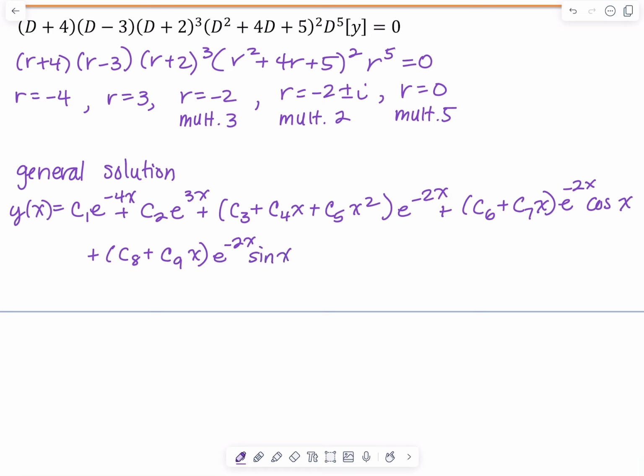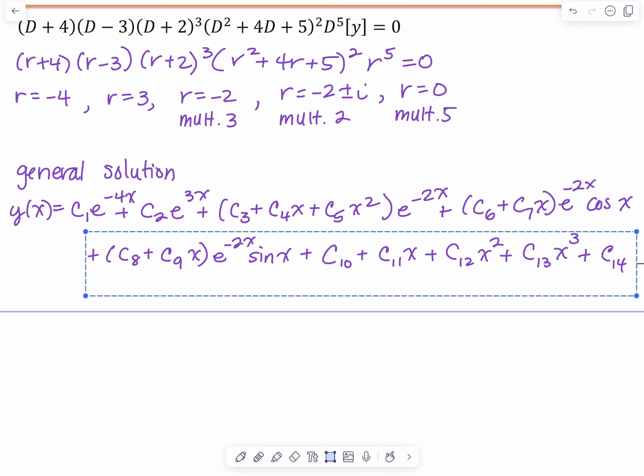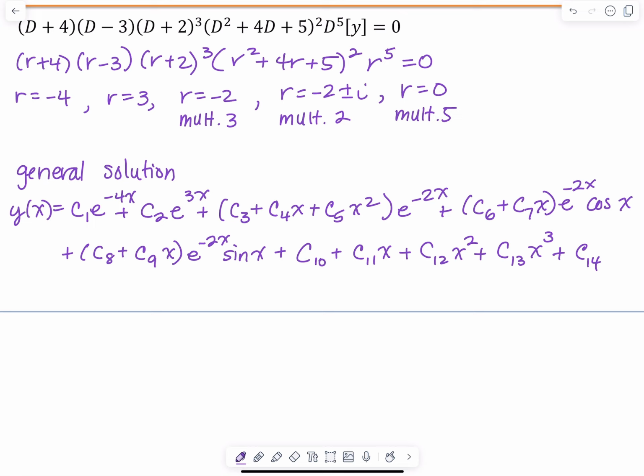And now let's go ahead and take our r equal to 0 root of multiplicity 5. So we have our c10 constant plus c11x plus c12x squared plus c13x cubed plus c14. And remember, since it was multiplicity 5, our power of x will be 1 less than that. So that would be c14x to the 4th power.